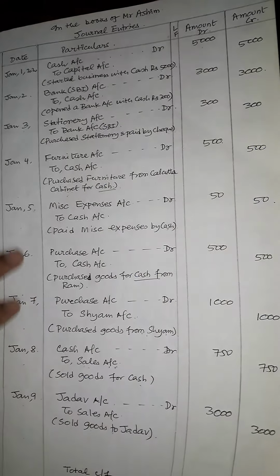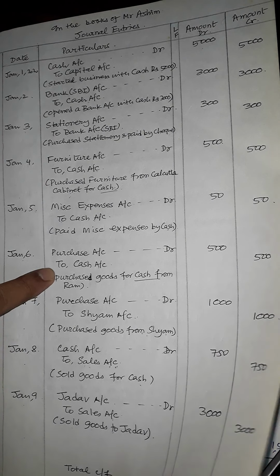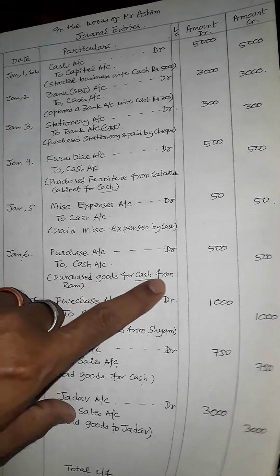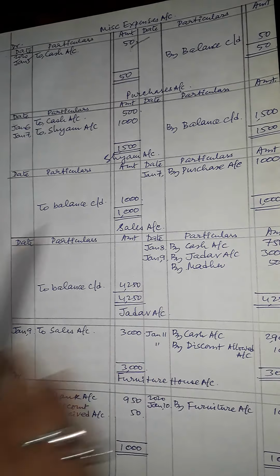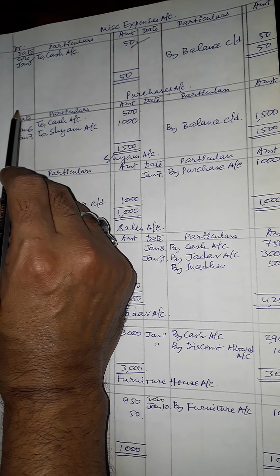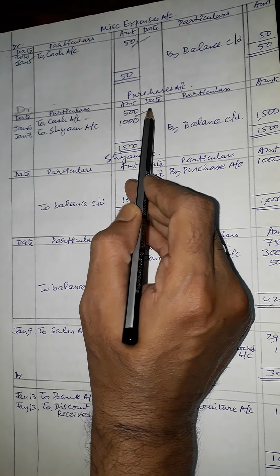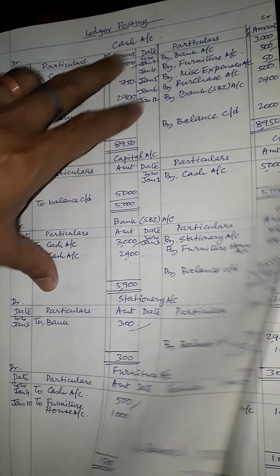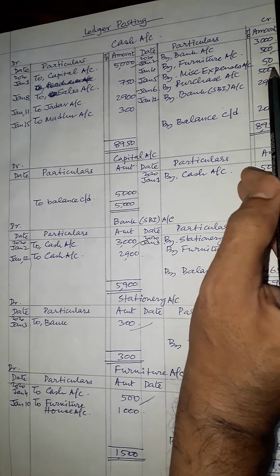Next transaction, purchase account debit to cash 500, for purchase of goods for cash from Ram. Purchase account debit to cash. So in purchase account, here it is the debit side. Purchase account debit to cash account 500. Again, cash account credited by purchase account 500.